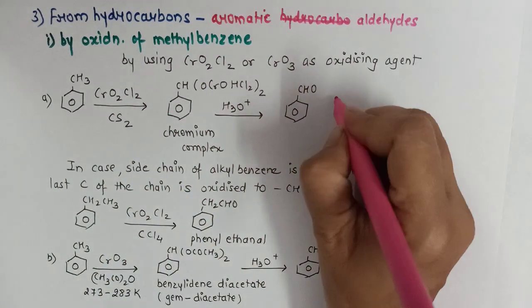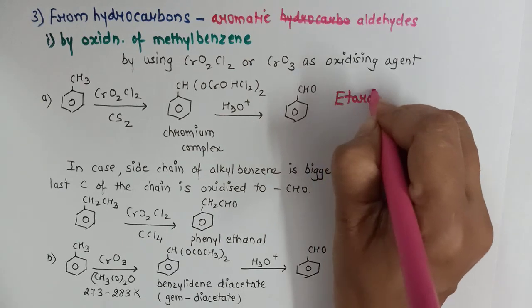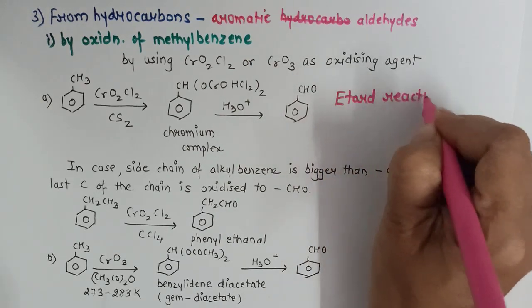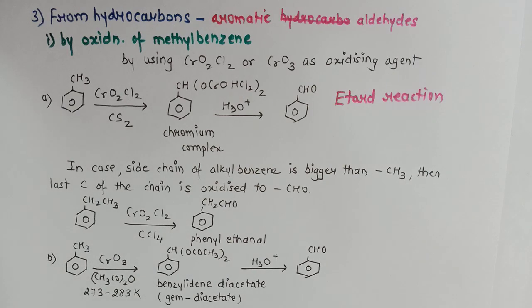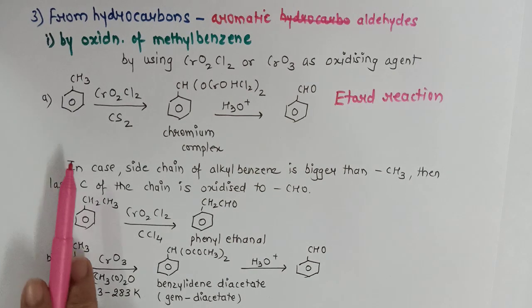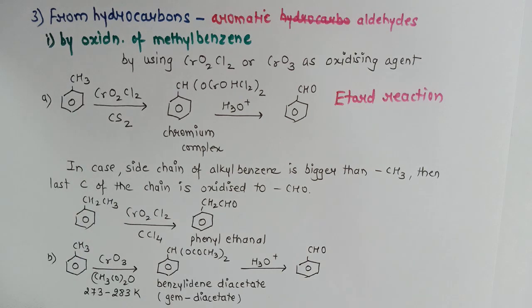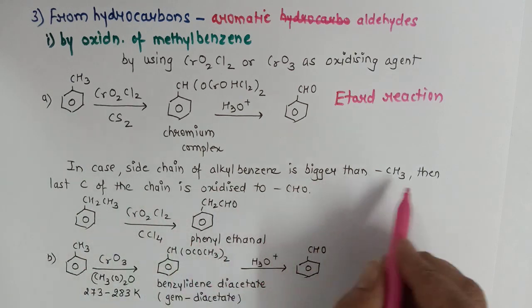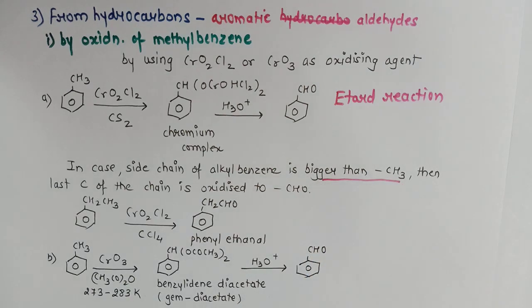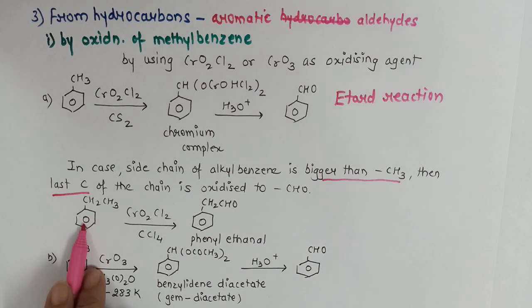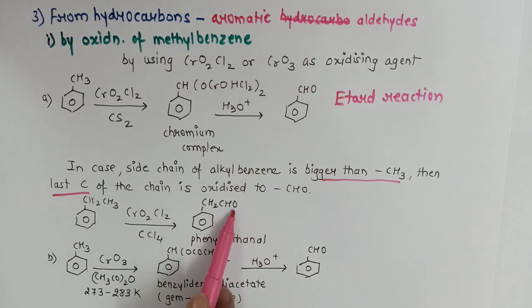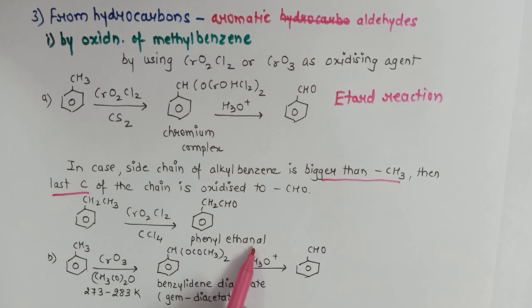And this is your next name reaction, Étard reaction. In this chapter you will have a lot of name reactions, so it's better you go on noting them one by one separately. Now suppose in the case of substituted benzene, if the side chain of alkyl benzene is bigger than methyl, then which carbon will get oxidized to the aldehydic group? The last carbon of the alkyl group chain gets oxidized to the aldehydic group. For example, ethyl benzene: the oxidation of this last carbon takes place and it is converted to aldehyde, resulting in phenyl ethanal.